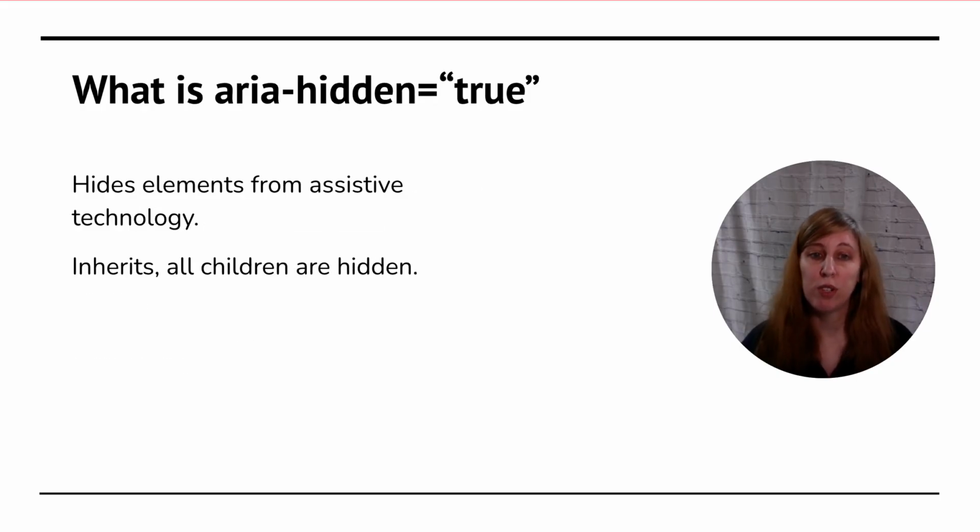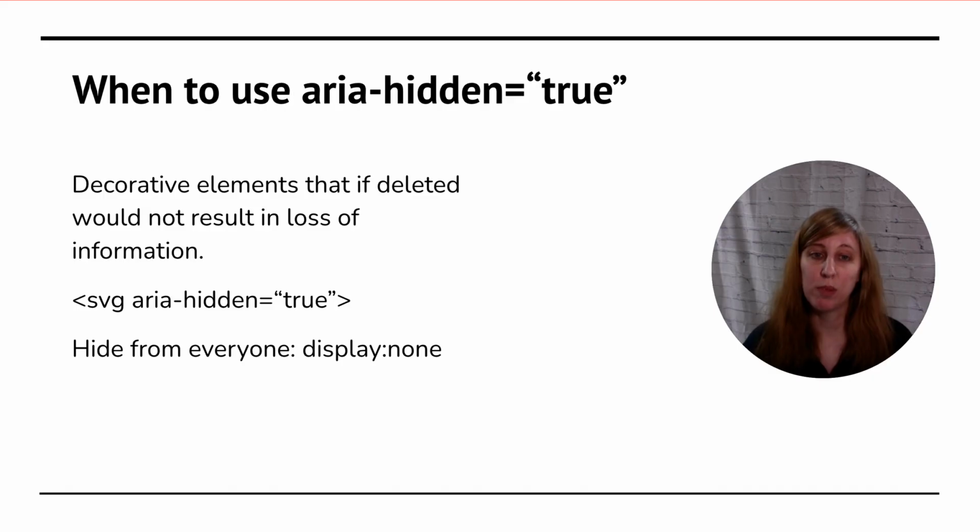ARIA hidden true hides elements from assistive technology. It does inherit. So if I have a div with ARIA hidden true on it, everything inside of that div will also be hidden. When should we use ARIA hidden true? The most common time that I use it is for decorative elements that if I deleted this element completely, no information would be lost. Decorative elements are not interactive.